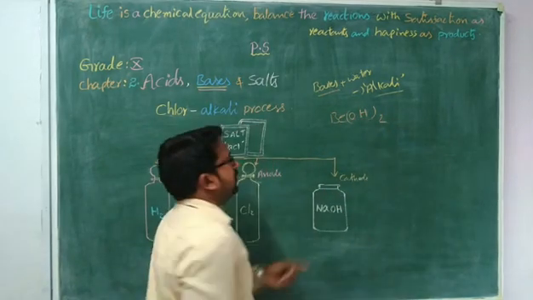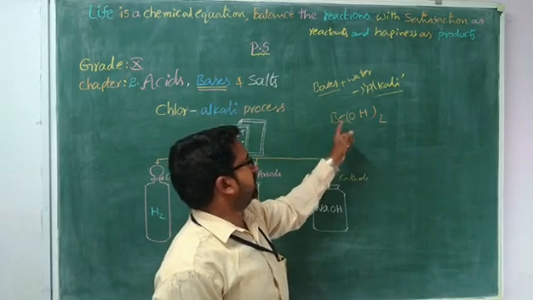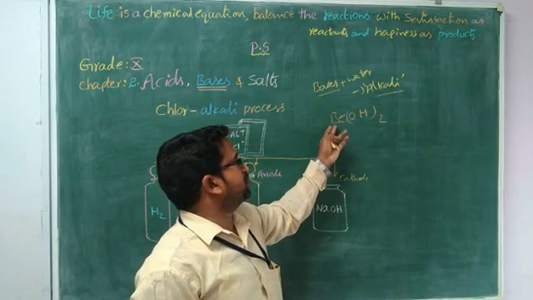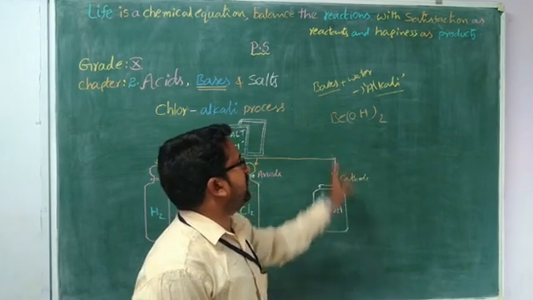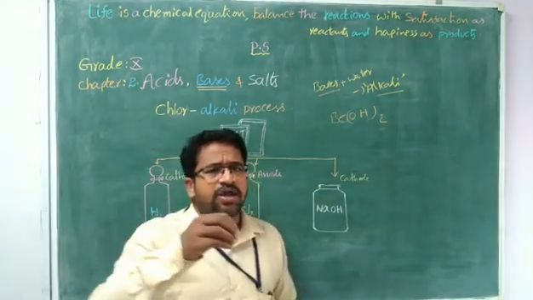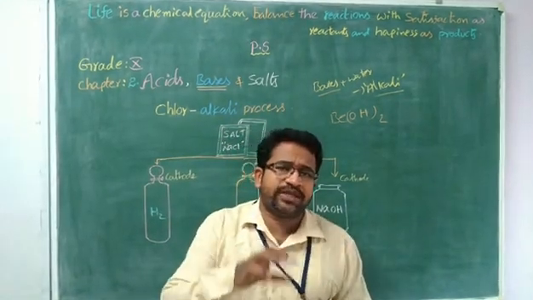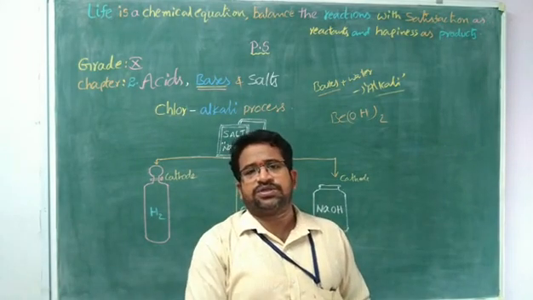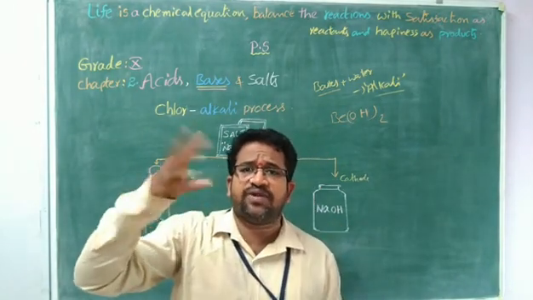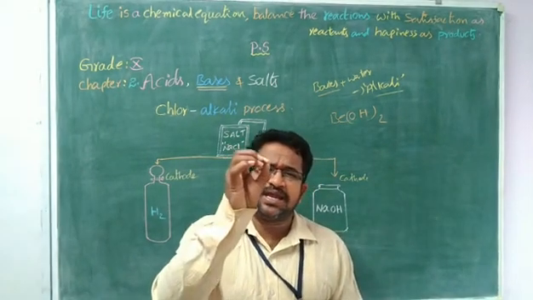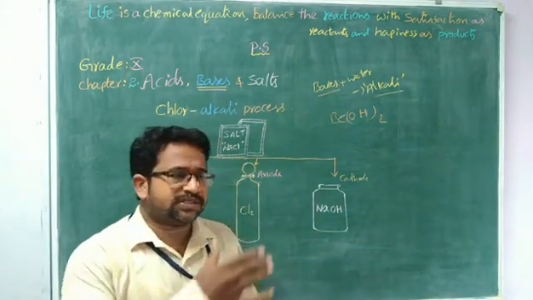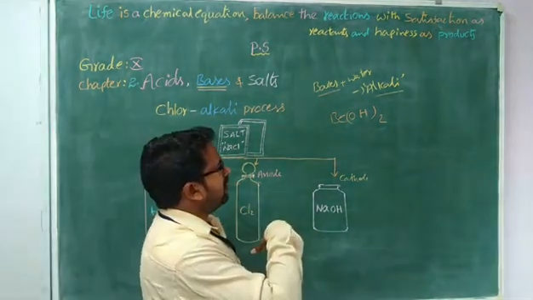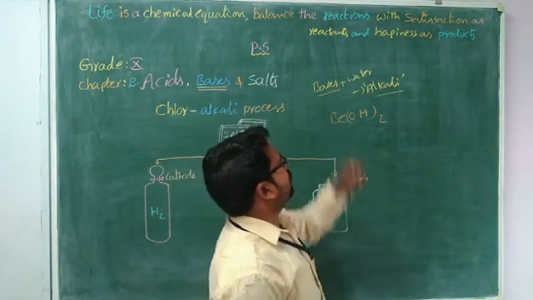Be(OH)2, beryllium hydroxide. Beryllium is a second group element, valence is 2. The solubility of Be(OH)2, beryllium hydroxide, in aqueous solution is very less. Slightly it will dissolve. That means all the bases are not going to dissolve in water.